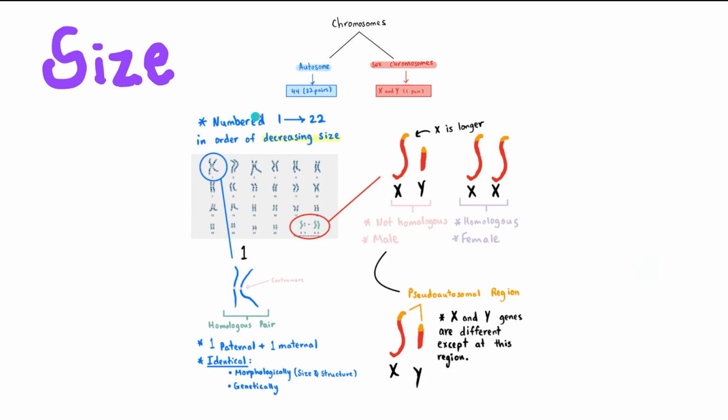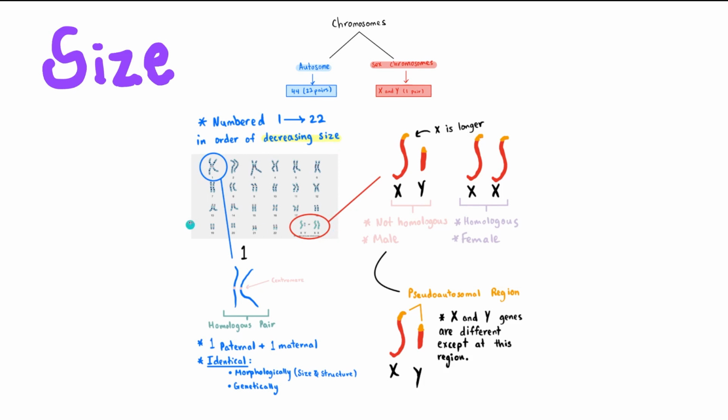Let's take it in more detail. So again, chromosomes, we split them into autosomes and sex chromosomes. Autosomes, you have 22 pairs. Sex chromosomes, you just have one pair, X and Y. When we talk about autosomes and we want to characterize them, we number them based on the order of decreasing size. So from chromosome 1 to chromosome 22, we order them based on decreasing size.